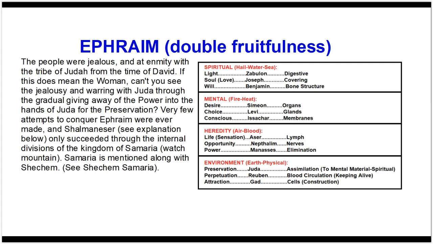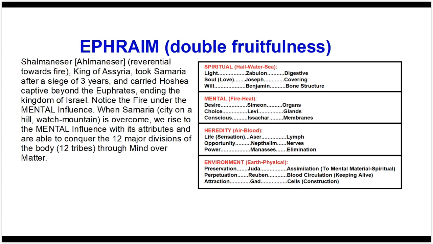Samaria is mentioned along with Shechem. See Shechem, Samaria. Shalmaneser, Almansa, reverential towards fire, king of Assyria, took Samaria after a siege of 3 years, and carried Hoshea captive beyond the Euphrates, ending the kingdom of Israel.